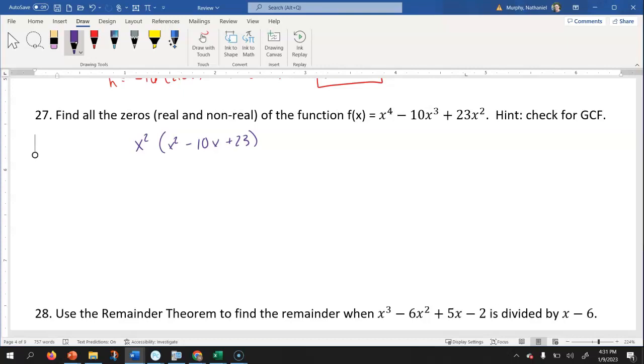All right, so since we can't factor, if you're wondering, how do I know it doesn't factor? Well, there's no two factors of 23 that add up to be -10, because the only factors of 23 are 1 and 23. And there's no way I can manipulate 1 and 23 to get -10. So we're going to have to use a quadratic formula for this piece.